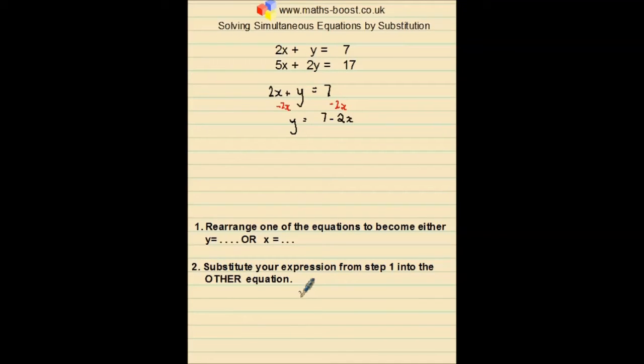Step 2. Substitute your equation from step 1 into the other equation. So the other equation is this one, so I'm going to substitute for y into this equation. Now we've made progress. We have an equation with one unknown, so we can move to step 3 and solve it.